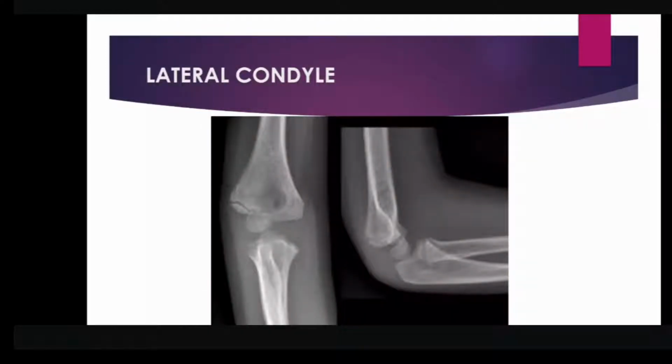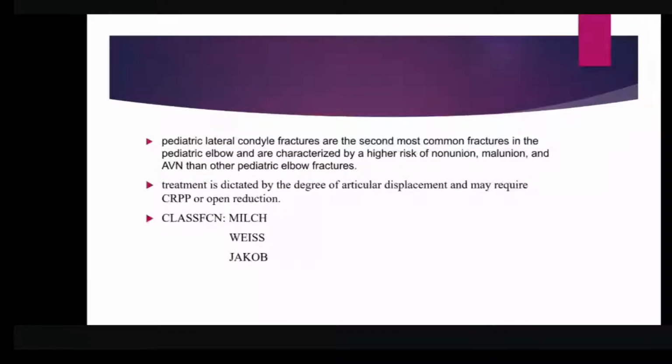So lateral condyle fracture, again, pediatric people, most common. Treatment is by degree of articular displacement. If there is minimal displacement, closed reduction will be preferred. More displacement, open reduction is preferred. Classification, remember only the Milch classification. Milch classification is basically type 1 and type 2. Type 1 is a stable variety and type 2 unstable. Try to remember these two things. Milch 1, Milch 2. 2 is bad.